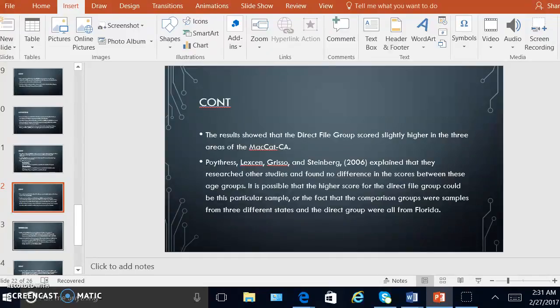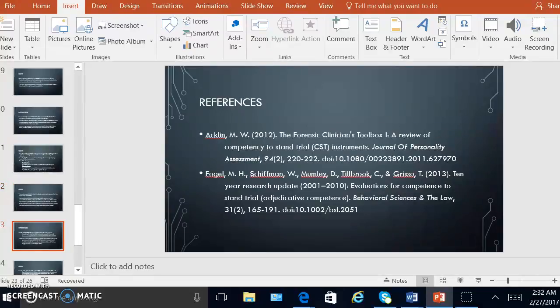The results found that the direct file group scored slightly higher than the other 3, but they studied other studies and found that there wasn't a difference between the scores when using the MacArthur. It is possible that the higher score for the direct group was because of this particular sample, or the fact that the comparison groups were a mix of 3 states, while the direct group were all Floridian criminals.